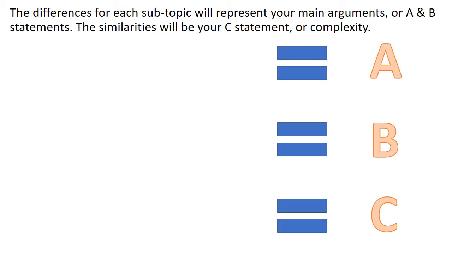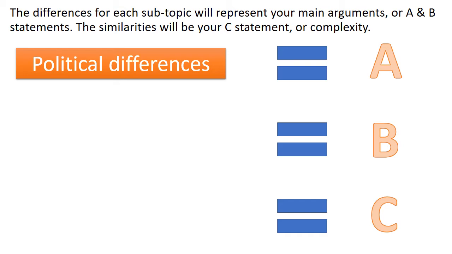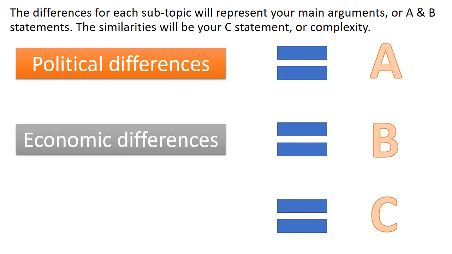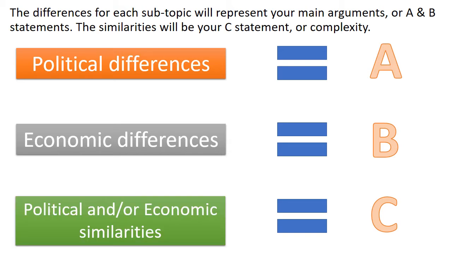After filling out your chart, you should have realized that there are far more differences than there are similarities. You're going to use each subtopic as your main arguments. Your A statement is going to be the political differences, because in my opinion, there are more political differences. This is going to be your strongest argument. Your B statement is going to be economic differences. You're going to pull from the economics portion of your pre-write to write this particular paragraph. And your complexity point, or your similarities, can come from either political or economic, or both. So these are your A, B, and C statements.